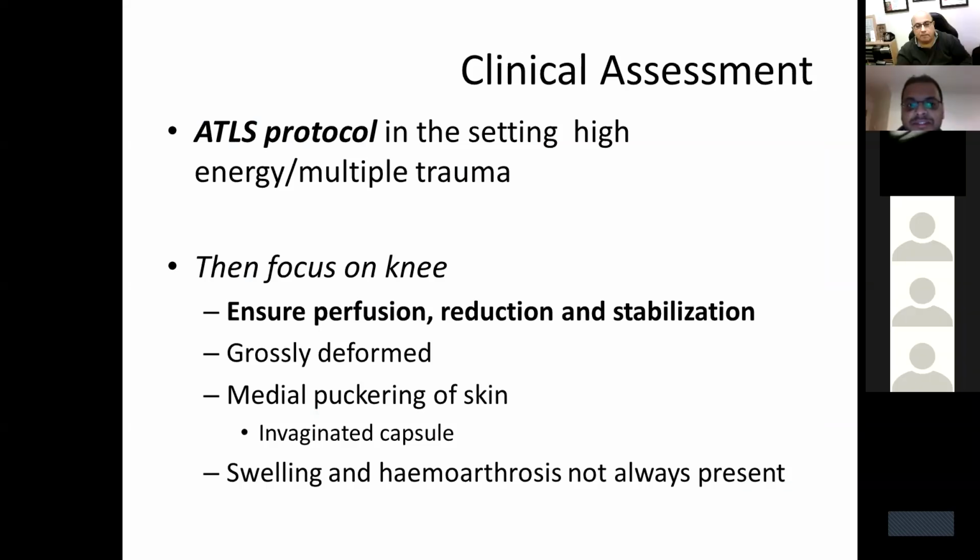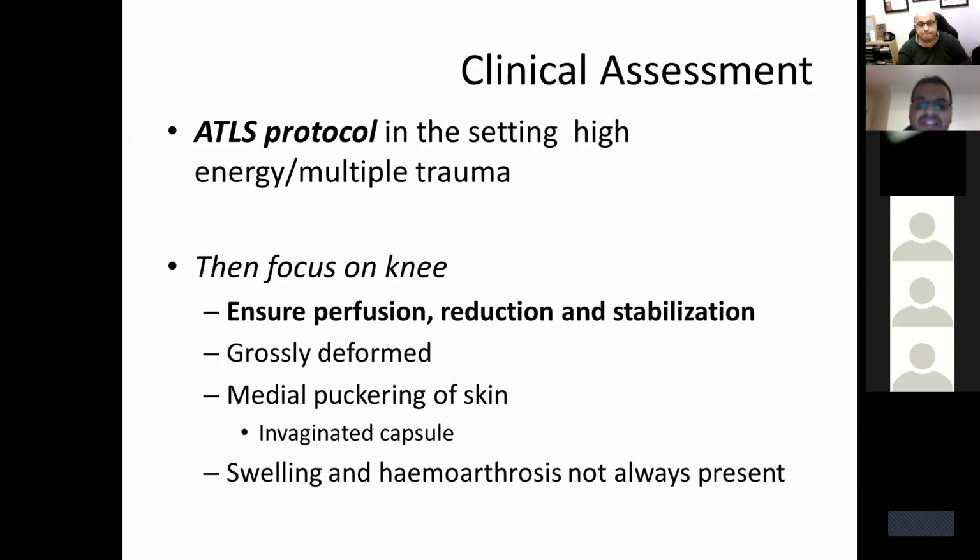So clinical assessment always starts with an ATLS protocol, particularly in the context of a high mechanism injury, because this may be part of a multifocal trauma process. Then, once we've established that the patient's airway is good and the primary survey is undertaken, and we've established that this is an isolated injury on secondary survey, we go on to focus on the knee and essentially ensure perfusion, reduce, and stabilize. That's the first thing to do.